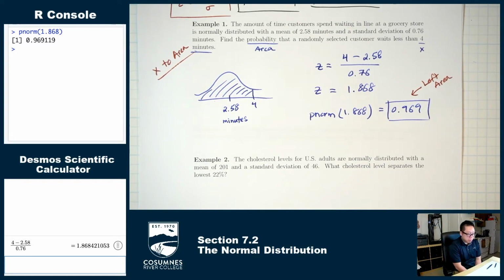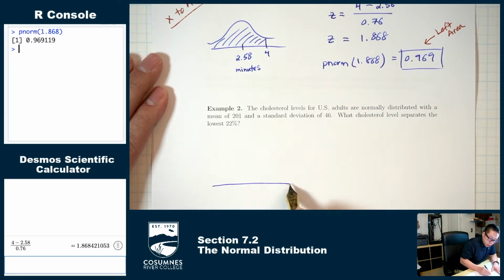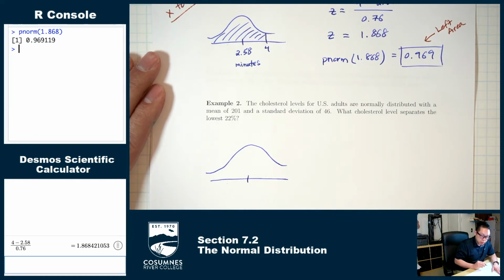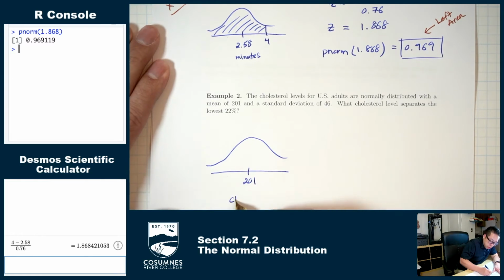Example 2. The cholesterol levels for US adults are normally distributed with a mean of 201 and a standard deviation of 46. What cholesterol level separates the lowest 22%? Okay, so just like before, first thing I'm going to do is draw the normal distribution picture and stick my mean in the middle. My mean here is 201. And then just to remind myself what this x-axis represents, let me label what 201 represents. 201 is a cholesterol level, right? So on my x-axis, these are cholesterol levels.